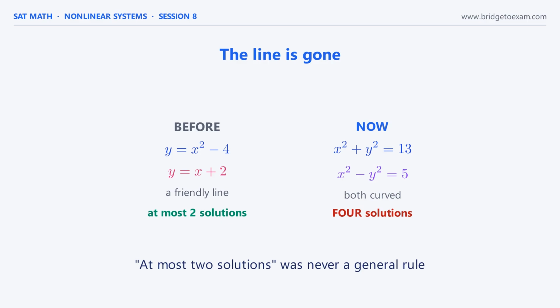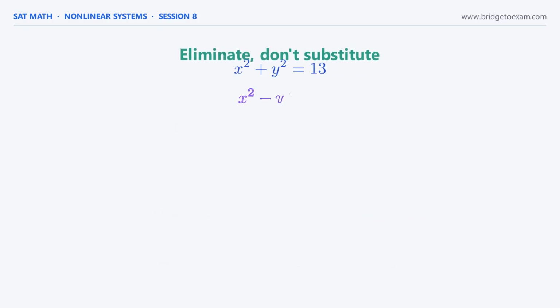And I want to start by breaking an assumption you may not know you have. You probably believe a system has at most two solutions. That was true for a line and a parabola, because substitution gave us a quadratic. It is not true in general. Today you'll meet a system with four.